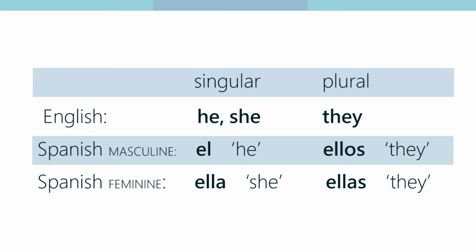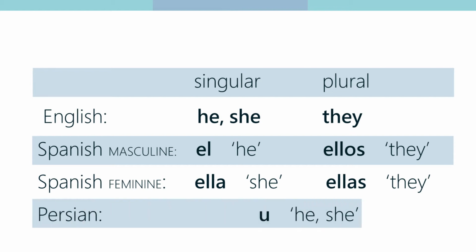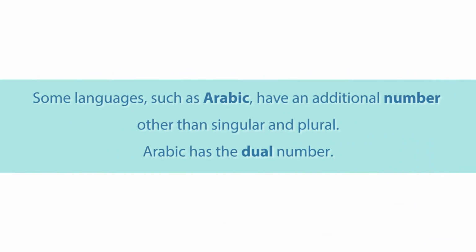But if you go to a different language like Persian, it doesn't care about gender at all. Even in third person singular, the pronoun is u, which is he or she. So basically, some languages don't mark gender at all, like Persian. In some languages, such as Arabic, you also have dual. It means you have singular, you have plural, but plural means it doesn't include two. If it's two, you have a different number.